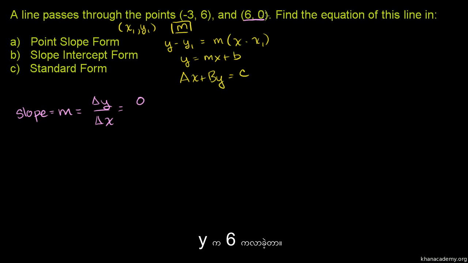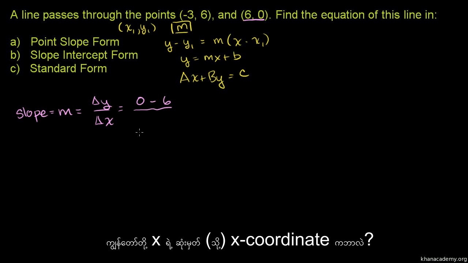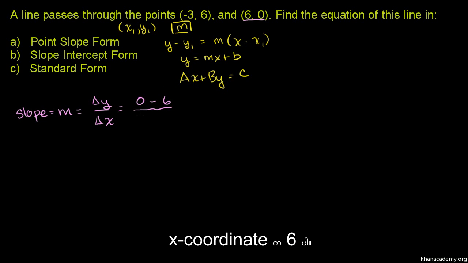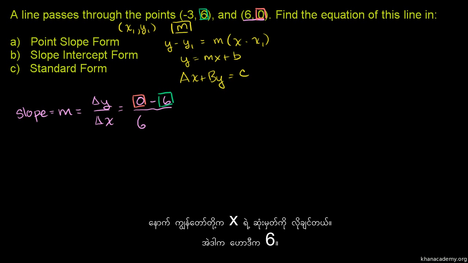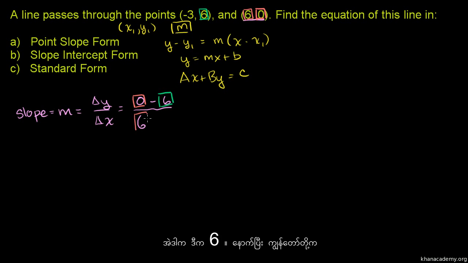Y ends up at 0, and y was at 6. So our finishing y point is 0, and our starting y point is 6. What was our finishing x coordinate? Our finishing x coordinate was 6. Let me make this very clear, I don't want to confuse you. This 0 is that 0 right there, and this 6 was our starting y point, that 6 right there. And then we want our finishing x value, that 6 right there.